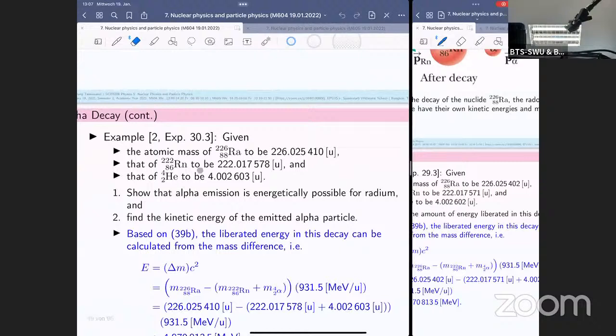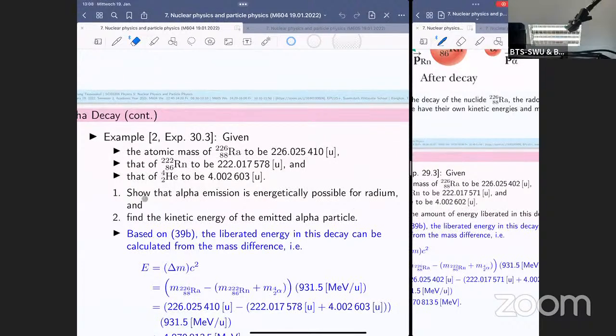The mass of radon-222 ends in 578, but this one is 571, a little bit different. And the mass of the alpha particle is also different, 603 and 602. But don't worry about it.